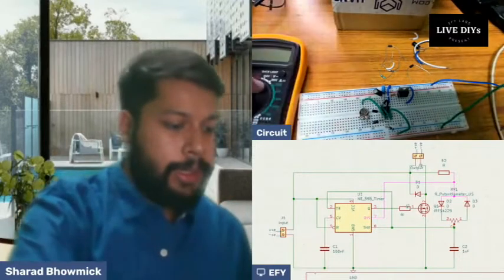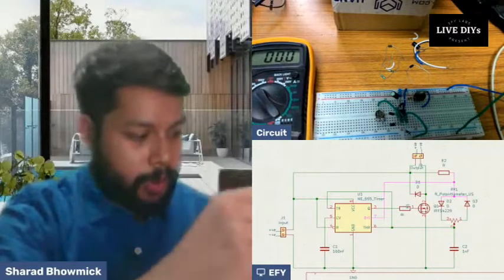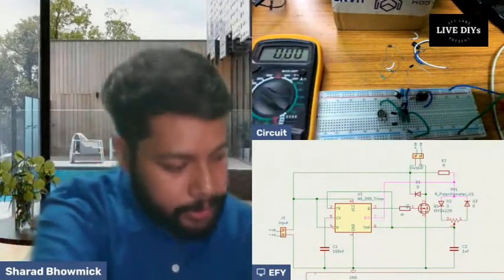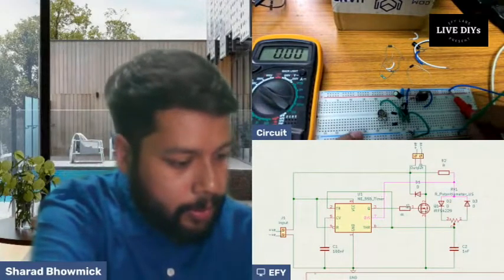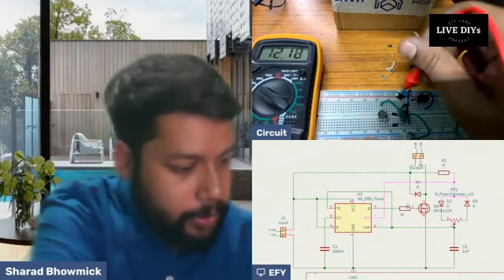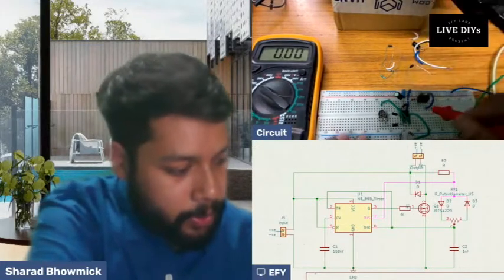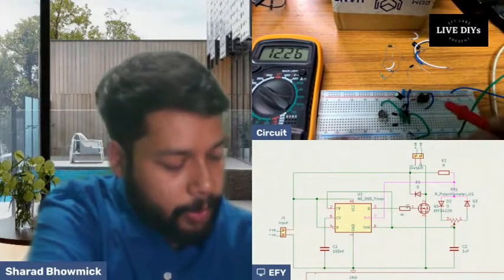And let's see the current now. Fully, what is visible? My voltmeter is visible in the screen. So currently we are getting around 12 volt, and in the output we are getting 12 volt again.